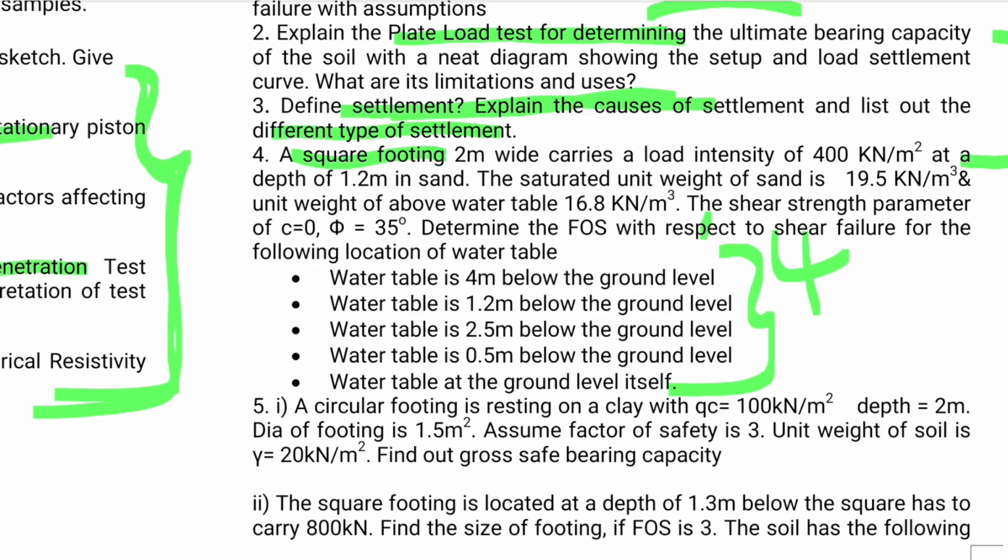Then the IS code method problem. The IS code method is IS 6403. This is the code we can use to find the bearing capacity of soil. So that's a major problem. Then the settlement problems: immediate settlement problem, then consolidation settlement problem.